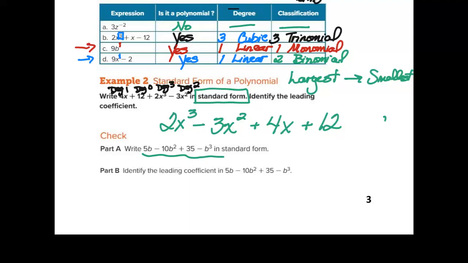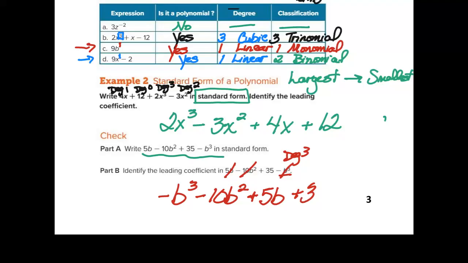Negative b to the third. Yes, this has a degree of 3. Negative b to the third. Okay. What would be second? Minus 10b squared, or b to the second. Yes. And maybe you cross these out as you go so you don't have to think as much. What would be next, Aiden? Plus 5b. Yep. Make sure you are putting the correct sign out front, and that leaves plus 35.